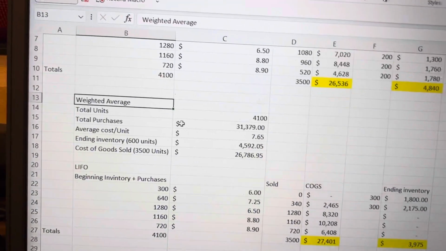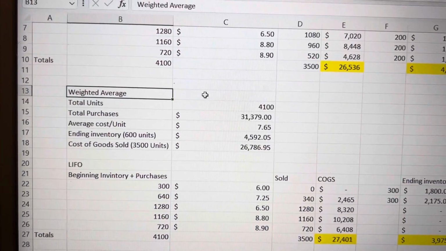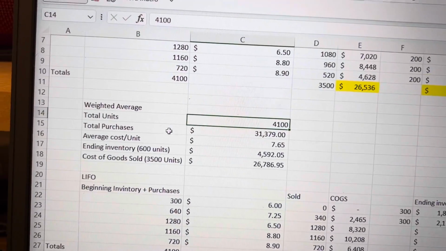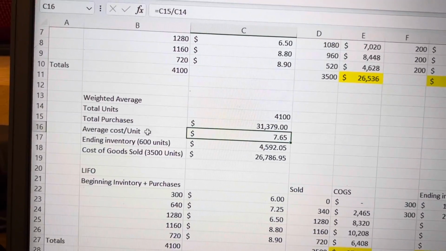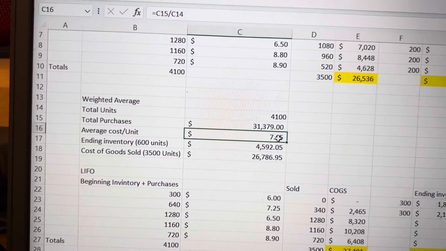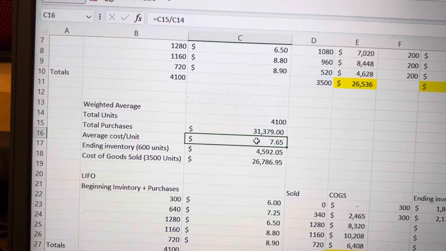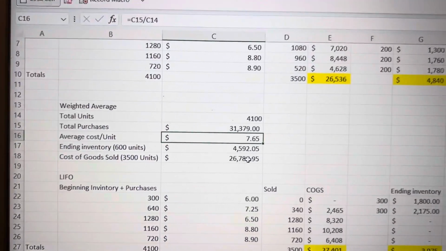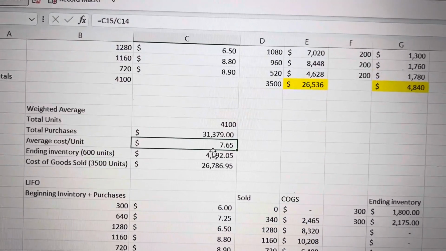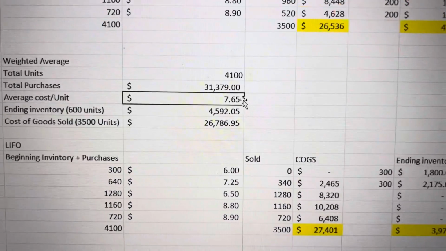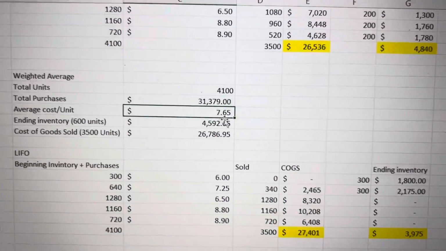Weighted average, this one's a little different. So we have the total units and the total purchases. So the average cost per unit comes to this amount. Now Excel's rounded this, so it technically continues on, but since we only type in the 2 decimal points, I leave it here because Excel automatically rounds for me.